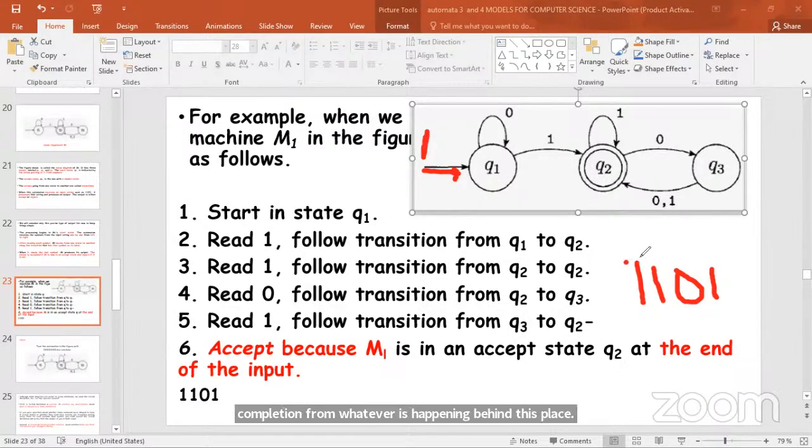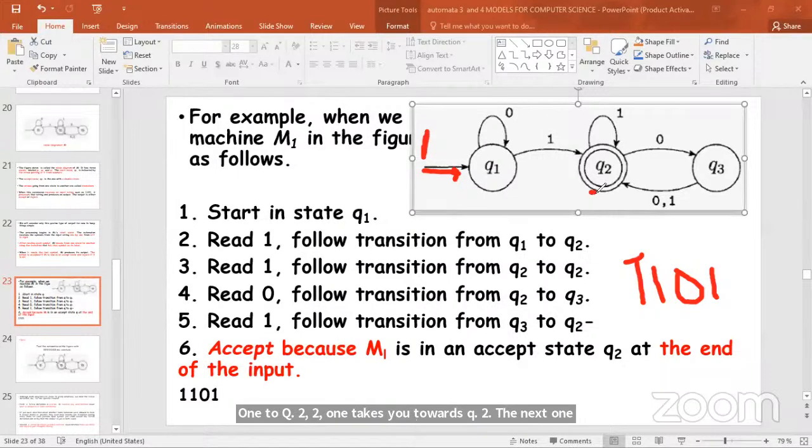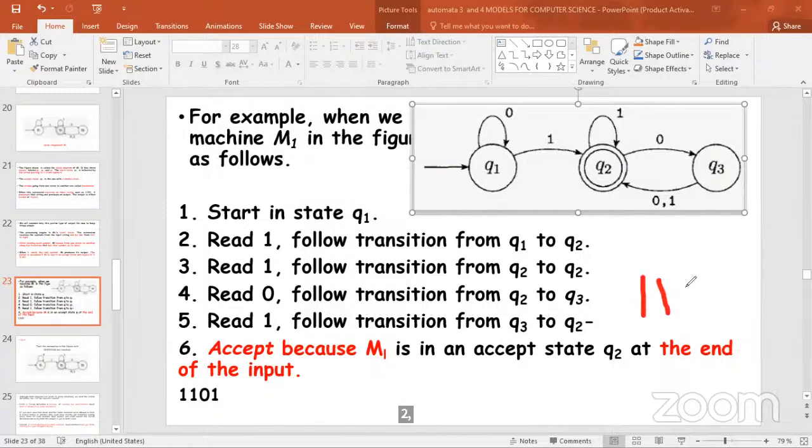The first one is that we take this input 1. When you're at Q1 and you take in this input 1, you can see this label 1. It takes you to Q2. So you read 1, follow the transition from Q1 to Q2. The next one you read, now you are at Q2. Once you're at Q2, you read a 1. It keeps you at Q2. So you read 1, follow the transition from Q2 to Q2. You see this arrow telling you to stay at Q2, right? So still 1, 1, 0, 1.